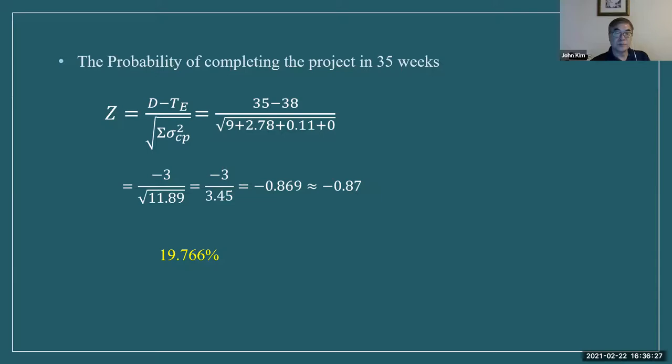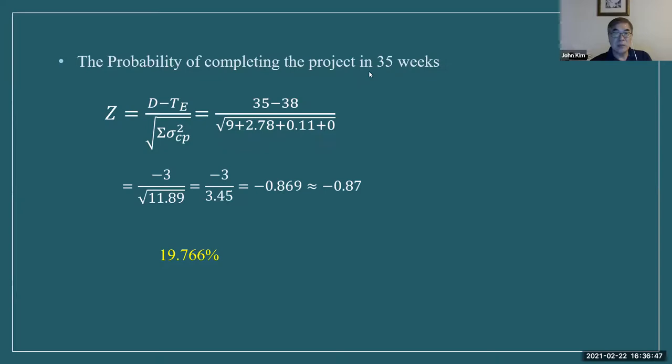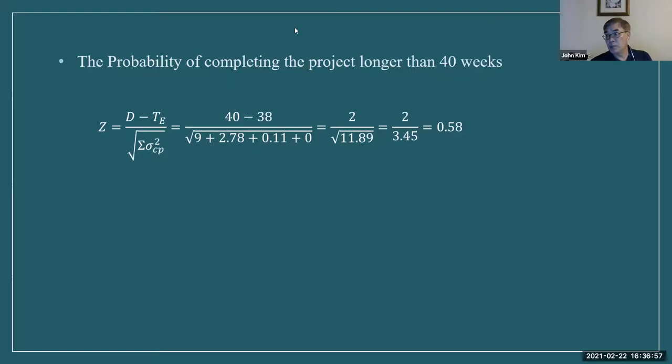Okay, question? Okay, next one. We may ask the probability of completing the project longer than 40 weeks. The earlier one was shorter than 35; the next one is longer than. So if I draw the area on a normal distribution, it looks like this: 38 here, and then 40 here, and longer than.